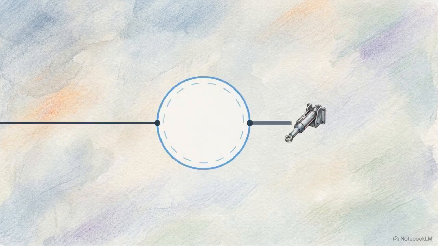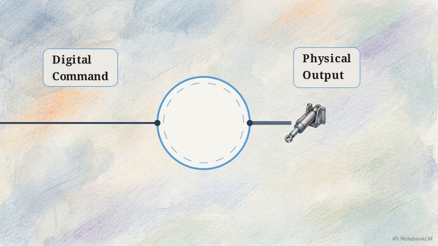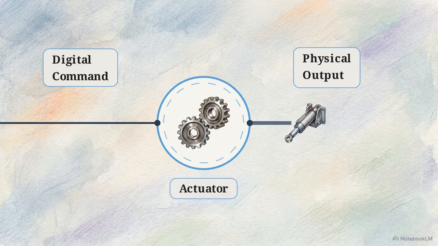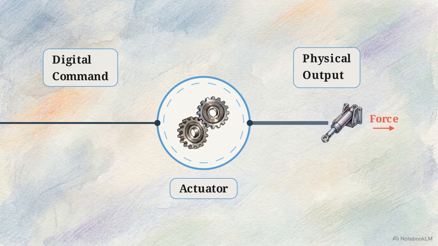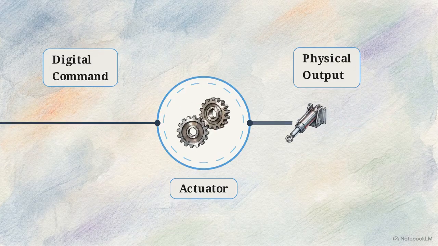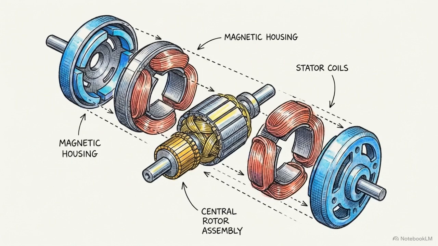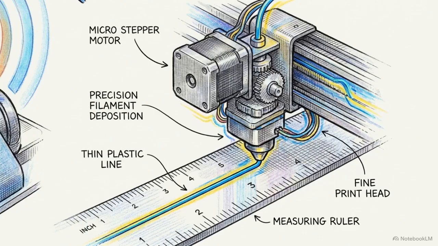In this diagram of a robotic joint, we move from digital perception to physical output. Actuators are the mechanisms responsible for taking electrical signals from the controller and converting them into actual mechanical force. Electric motors serve as the standard baseline. DC motors provide continuous rotation, while stepper and servo motors are utilized when the machine requires precise micro-positioning.